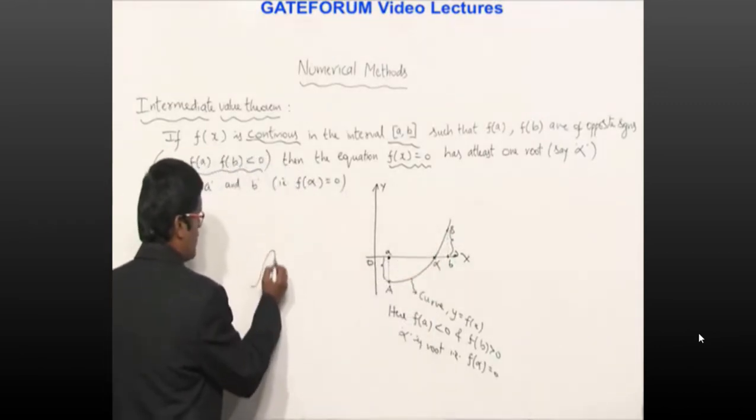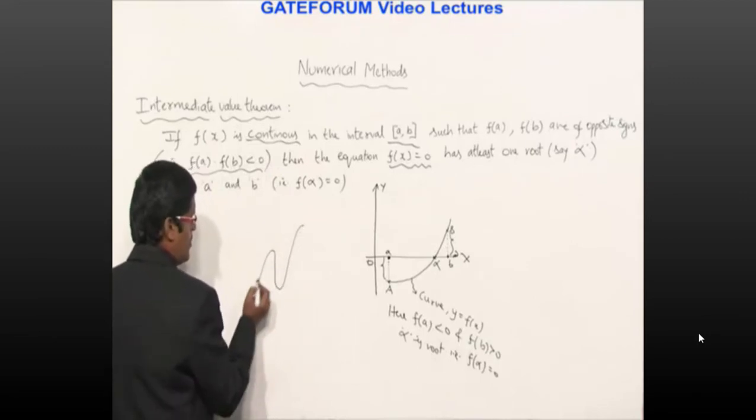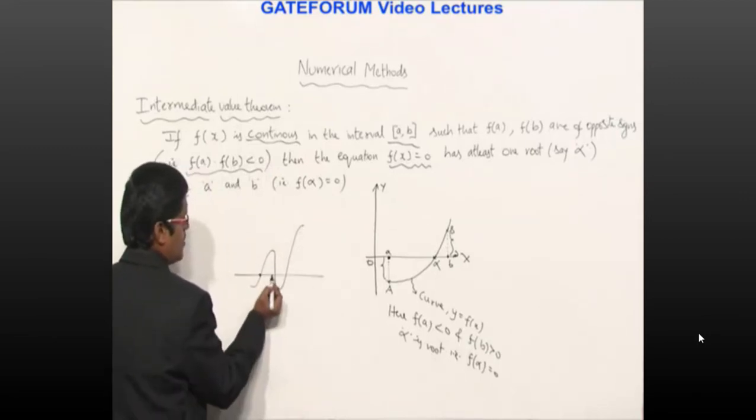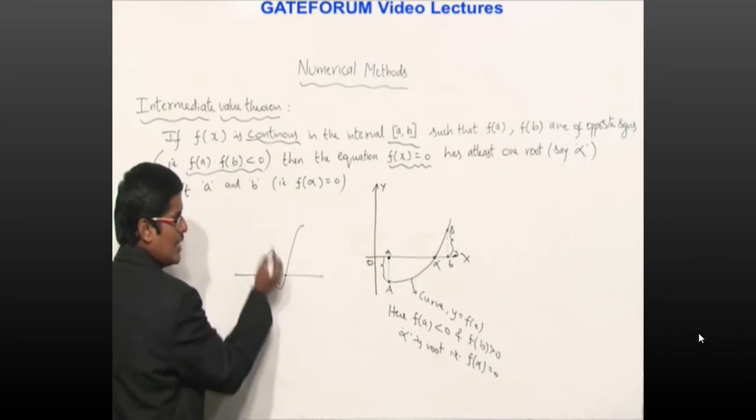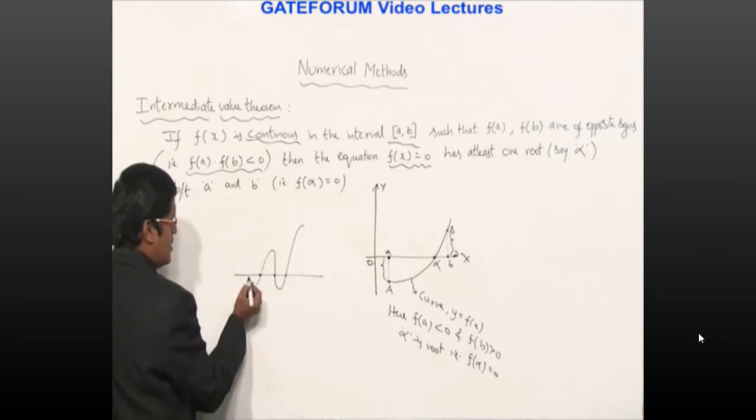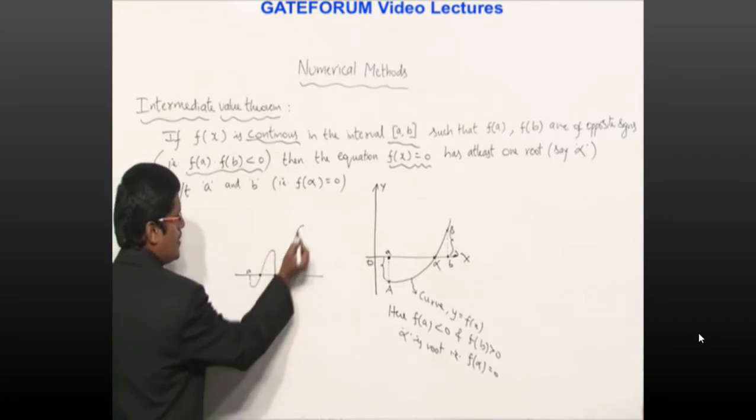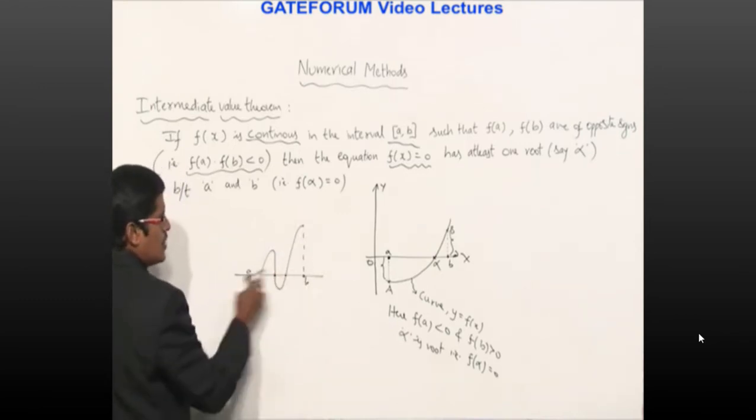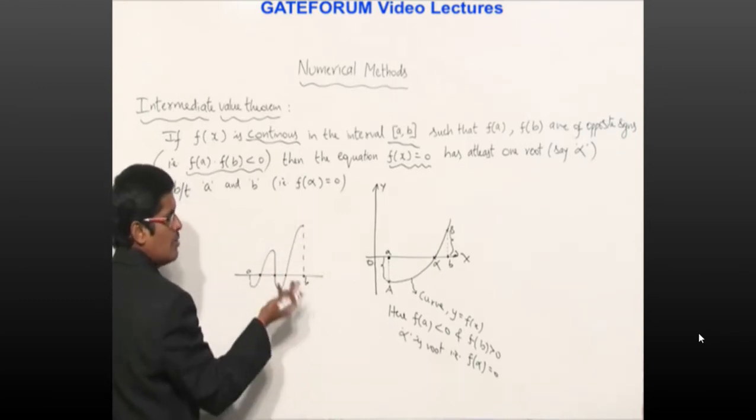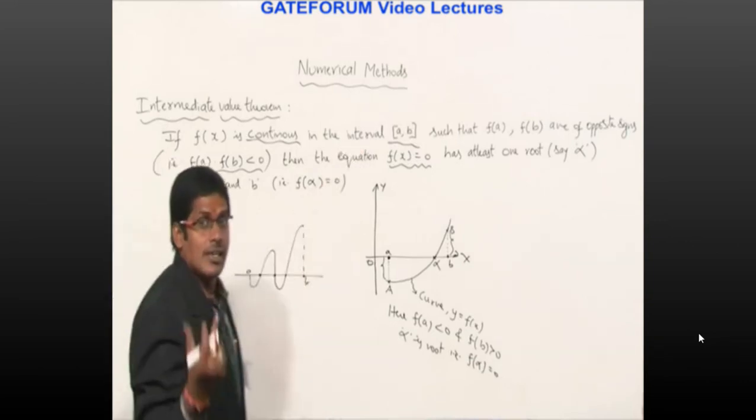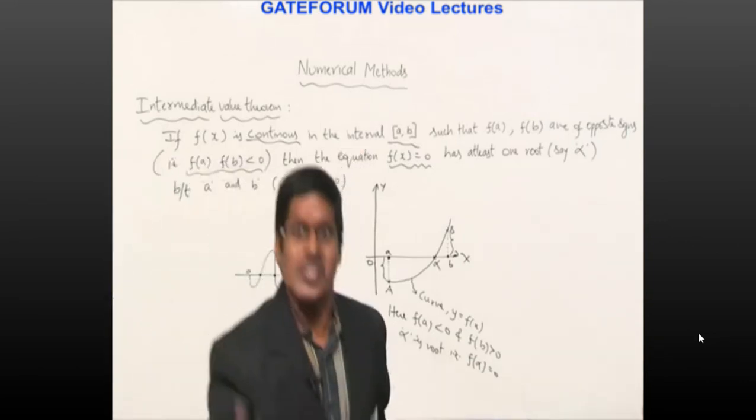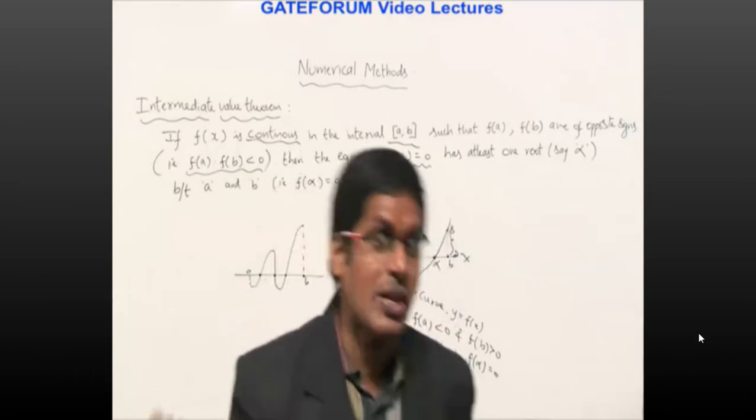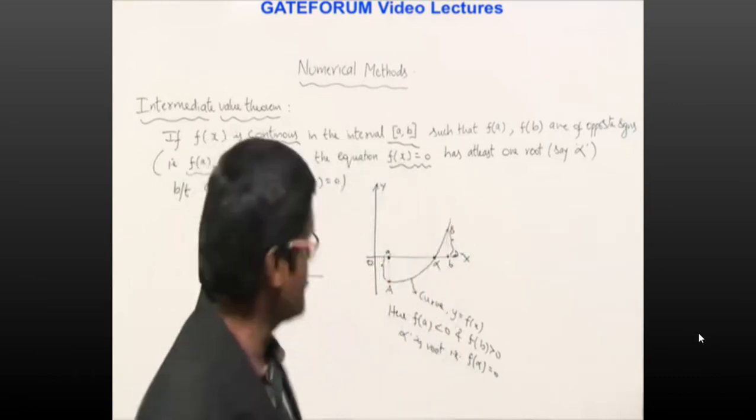Suppose the curve meets the x-axis like this: one, second, third, 3 times. This is say point a and this is say point b. Here f(a) is less than 0, f(b) is greater than 0. So it meets the x-axis 3 times. So at least one means it is either 1 root or 2 roots or 3 roots or any number of roots, but all the roots lie between a and b.